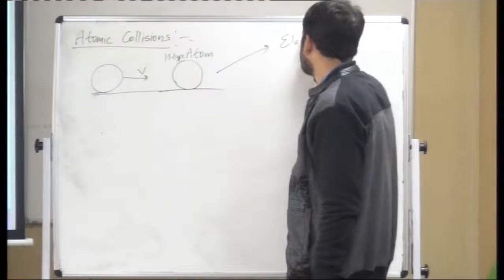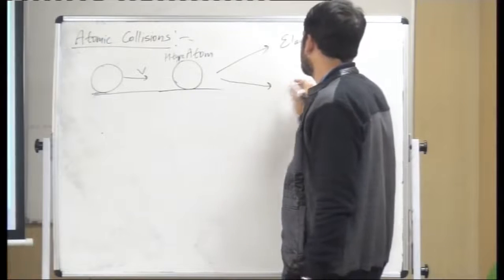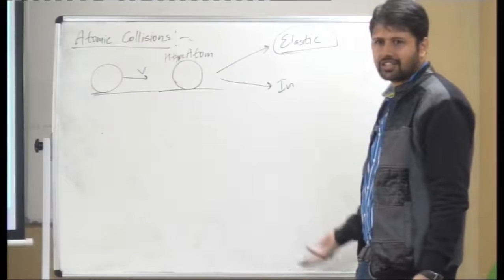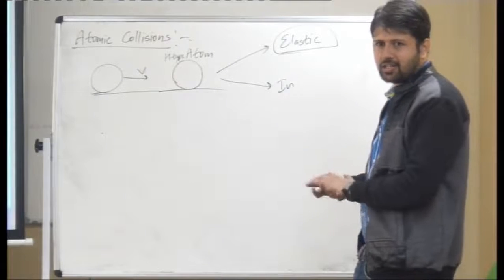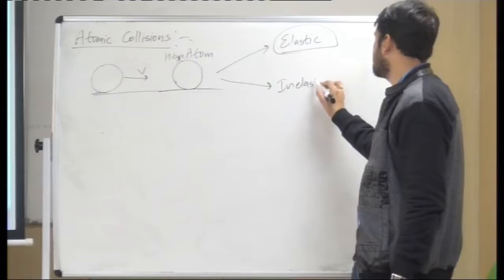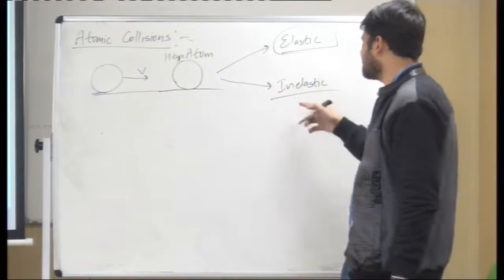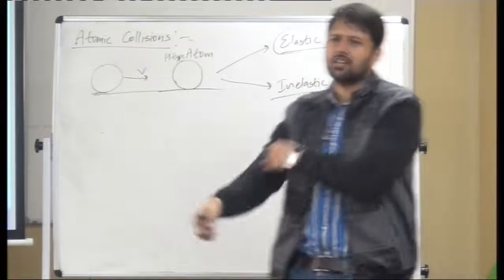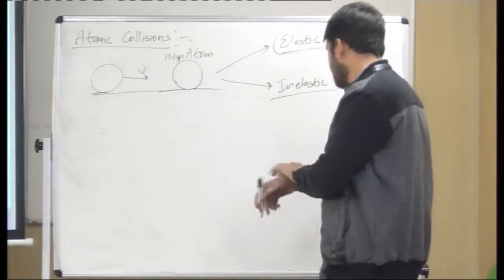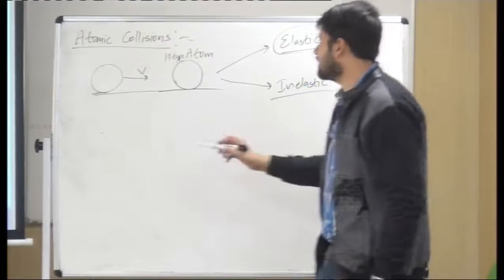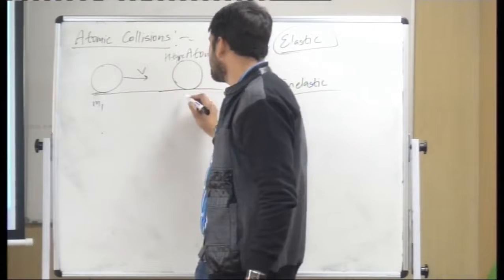Okay, so three possibilities. One is elastic, other is inelastic. Obviously elastic is the easiest to handle in this case, right? No excitation drama. Inelastic, what would happen? And the third case is perfectly inelastic, but I would write it later on, because it's just a special case of inelastic. So in this case, let's say this one has mass m1, velocity v, this one has mass m2.